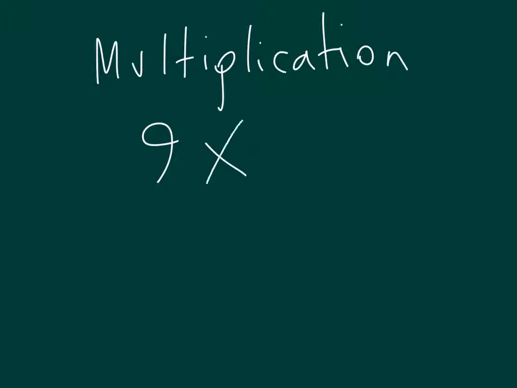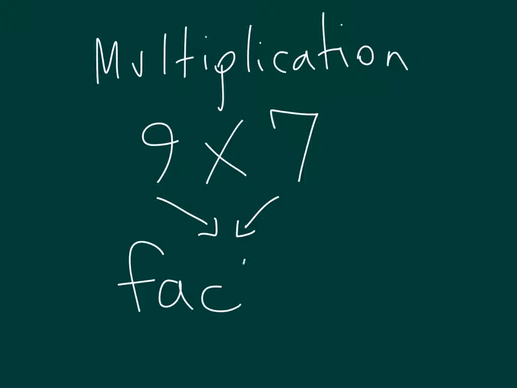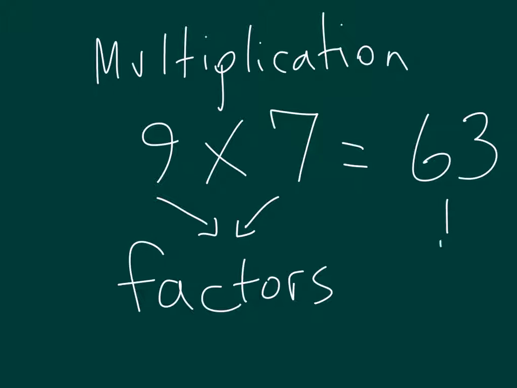So if you were multiplying something like 9 times 7, these two numbers, the 9 and the 7, are called factors. And the two factors multiply together to create this, which some people call the answer, but in multiplication we call it the product. So we have two factors that multiply together to create the product.